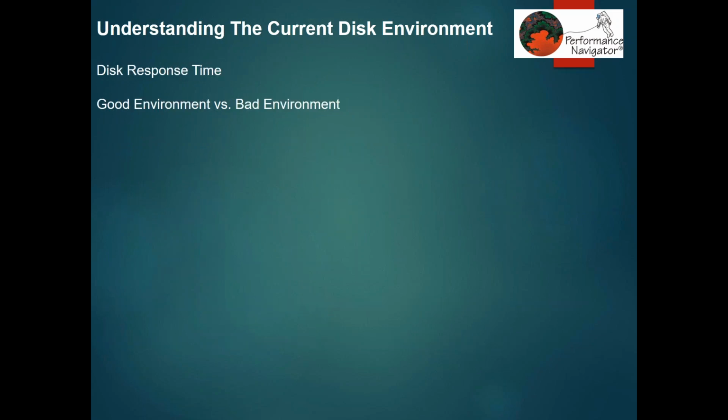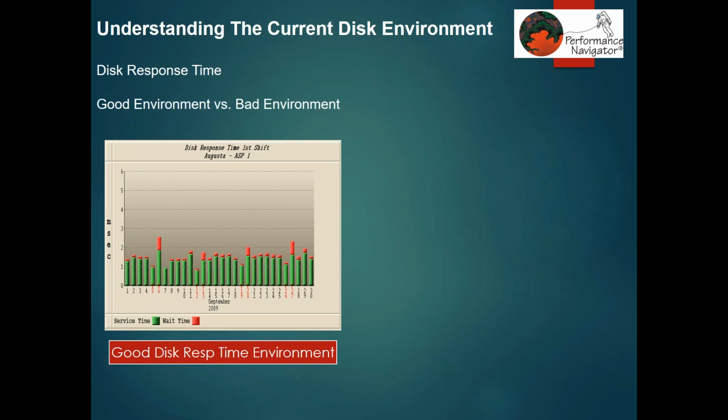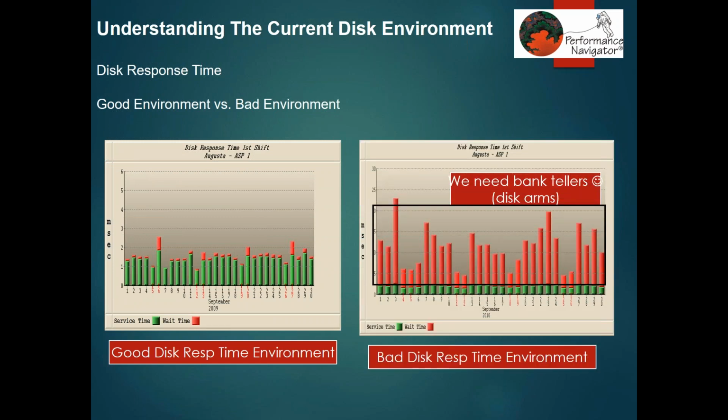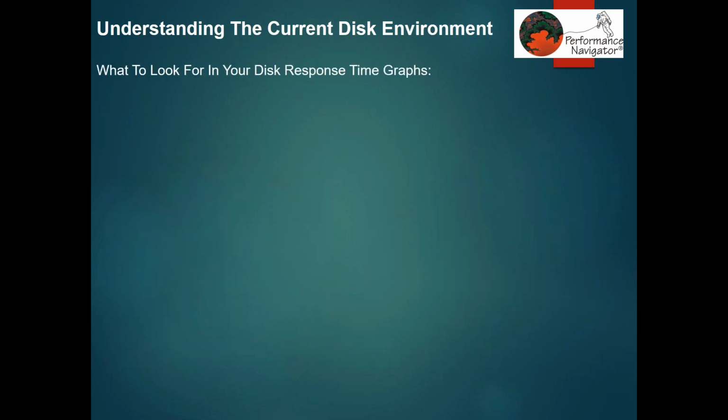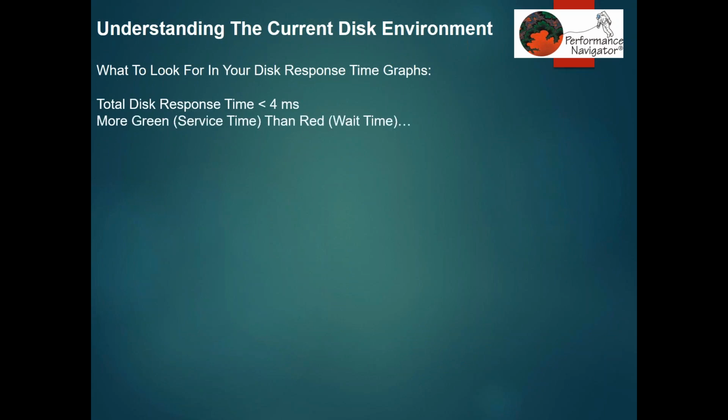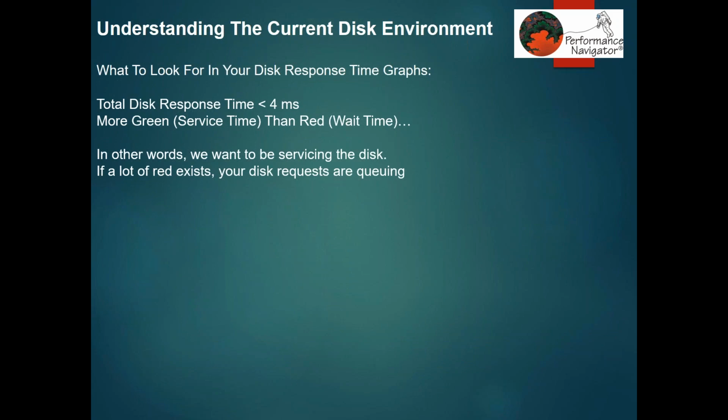So a good environment versus bad, even though this is a very old screenshot, I thought it was perfect to show. Notice all the good service time. Notice the little red. Notice we're way below 4 milliseconds. Or you can have this Mayday picture where you're way above 4 milliseconds and look how much we're waiting. We need more arms, more tellers, right? Okay. So what to look for in disk response time graphs? Like I said, you want to be under 4 milliseconds. You want to see more green than red. We want to be servicing the disk. If a lot of red's going on, we're queuing. Our requests are queuing, and that's bad.